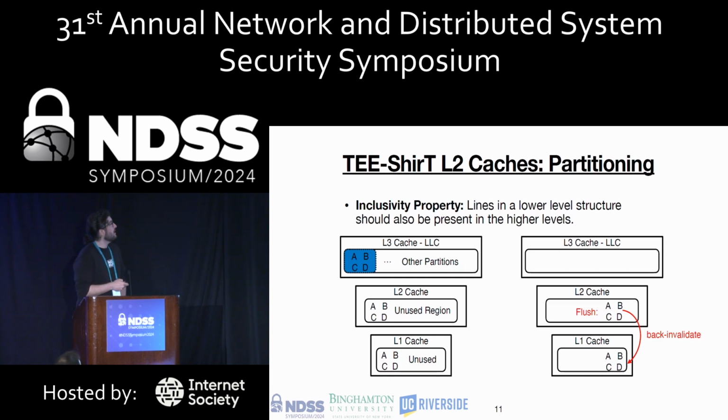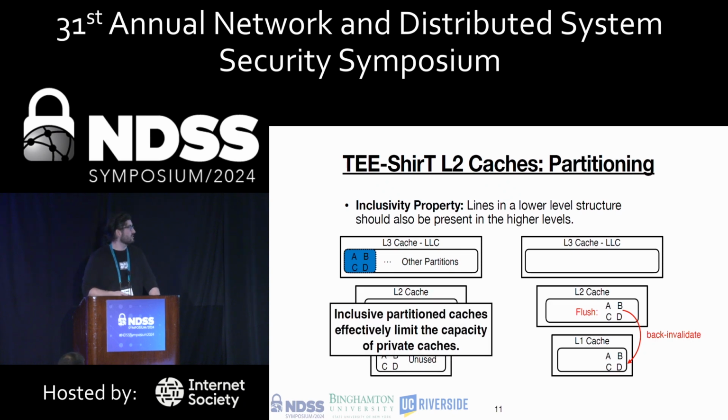The problem is, if you, let's say, have a 32 kilobyte partition in L3, you effectively limit the size of your private caches as well. So even if you have, say, a 1 megabyte L2 cache, your effective size is basically 32 kilobytes. So inclusive partitioned caches effectively limit the capacity of private caches as well.